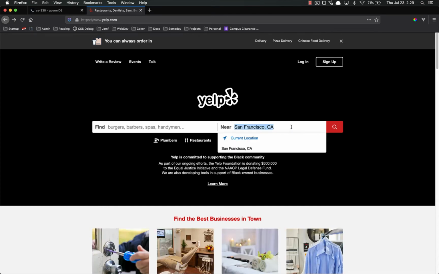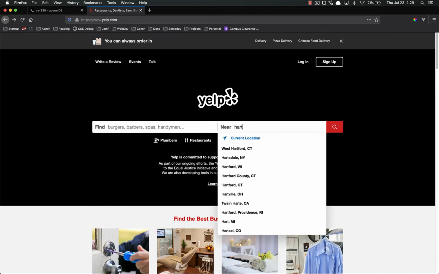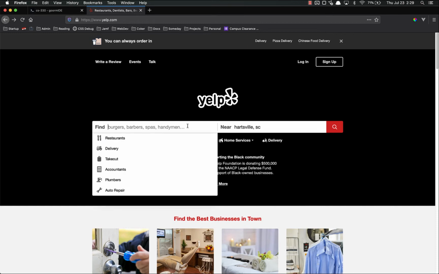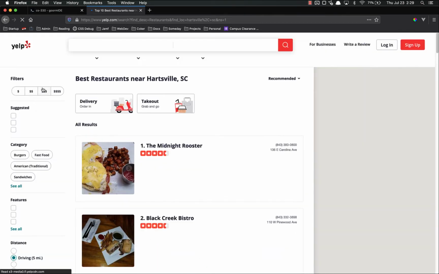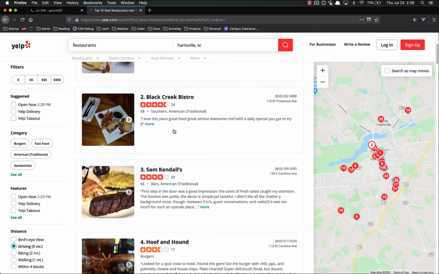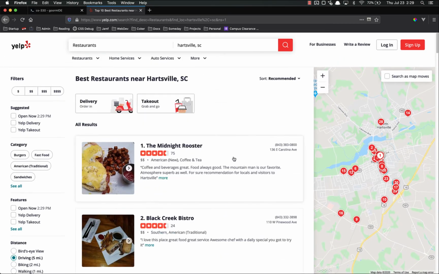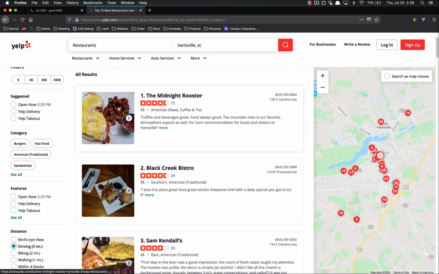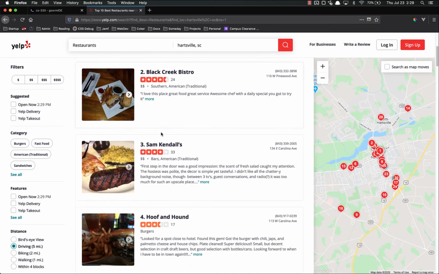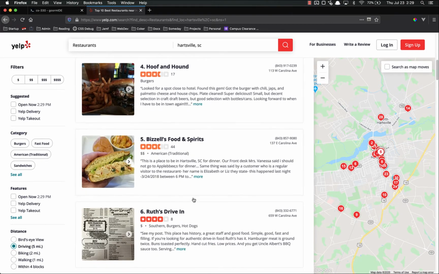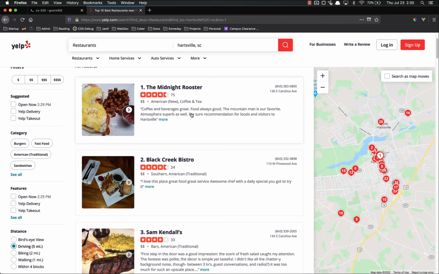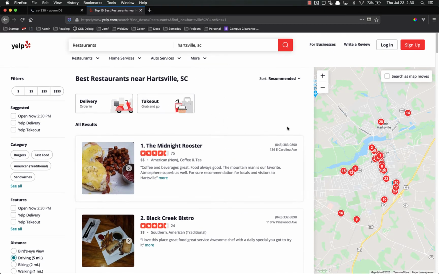So let's just find stuff near Hartsville, SC. Let's find restaurants. And it'll load up, and it gives us information about all these different restaurants. So you've got the Midnight Rooster, Black Creek Bistro, Sam Kendall's, Hoop and Hound. All these, by the way, are fantastic. I've eaten all of them, and they're all very good. So this is kind of what we're going to be building. Ours is not going to be nearly as fleshed out as this. It's not going to be as polished, but it's going to be the basic idea.